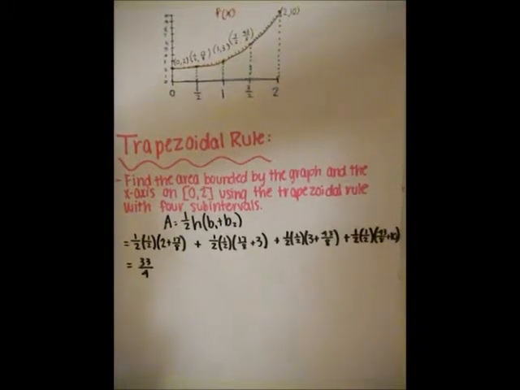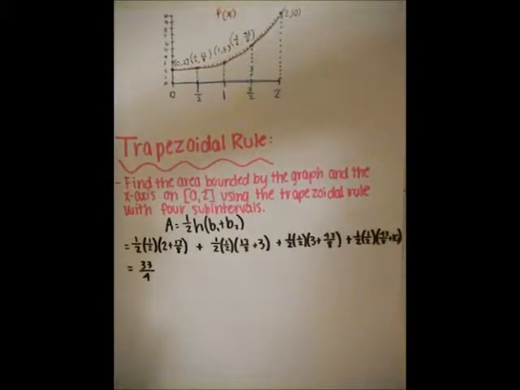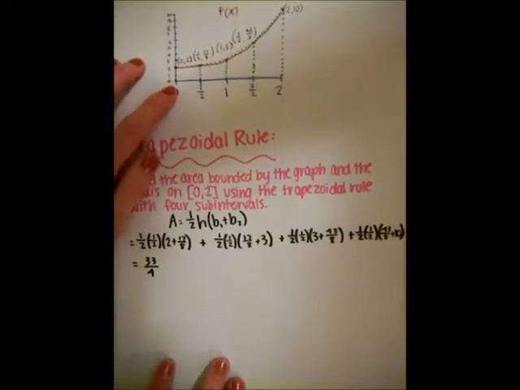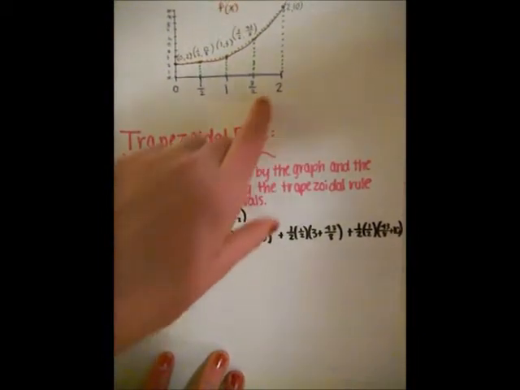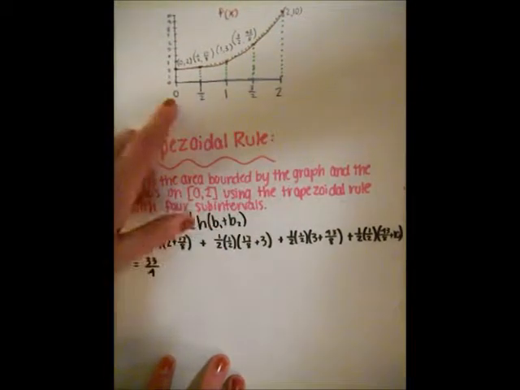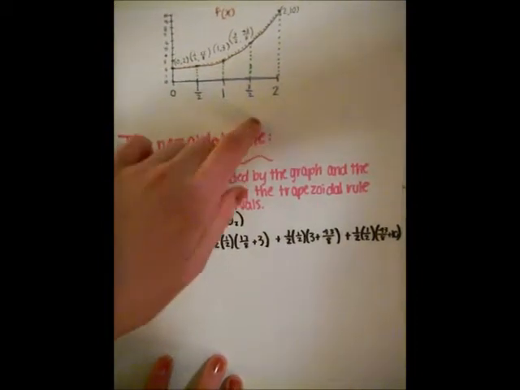Find the area bounded by the graph and the x-axis on the closed interval from 0 to 2 using the trapezoidal rule with 4 subintervals. Here's the graph, and to draw the trapezoids, all you do is you just draw a trapezoid from all of your heights, all your subintervals.